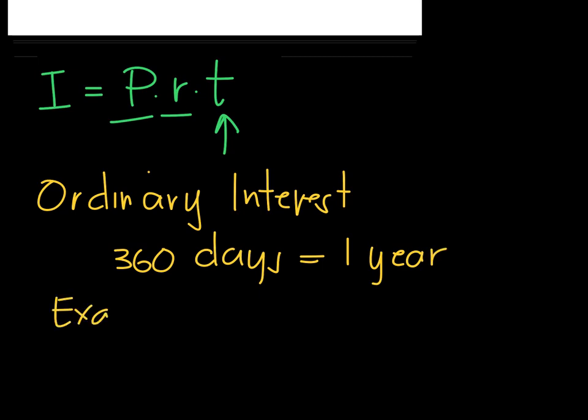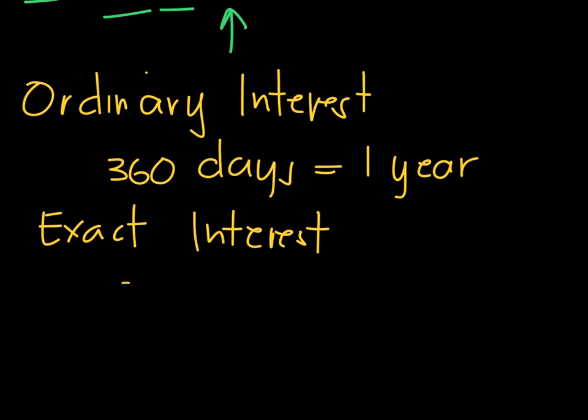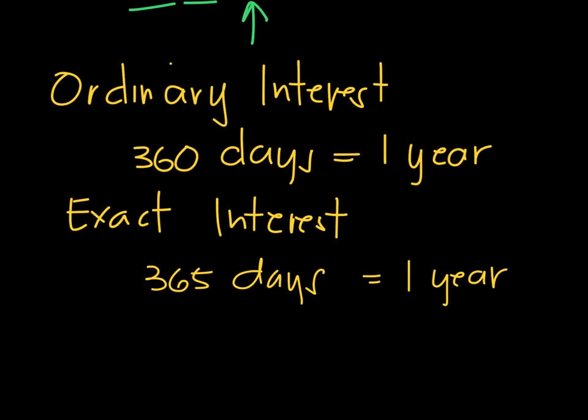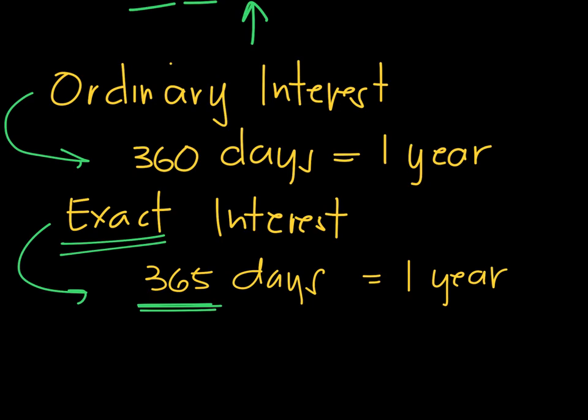The exact interest considers 365 days for a year. So it should not be difficult for you to remember which one is 360 and which one is 365. You use 365 days for exact, because we all know that when we say 1 year, we have 365 days in general. Okay, so 360 is like an approximation. So the exact is for 365, ordinary is 360 days.